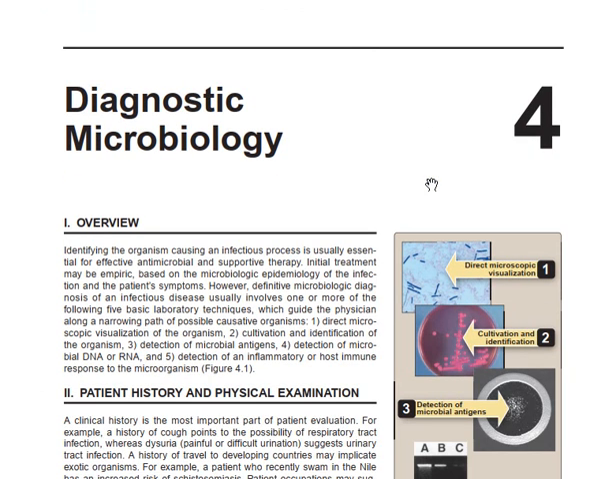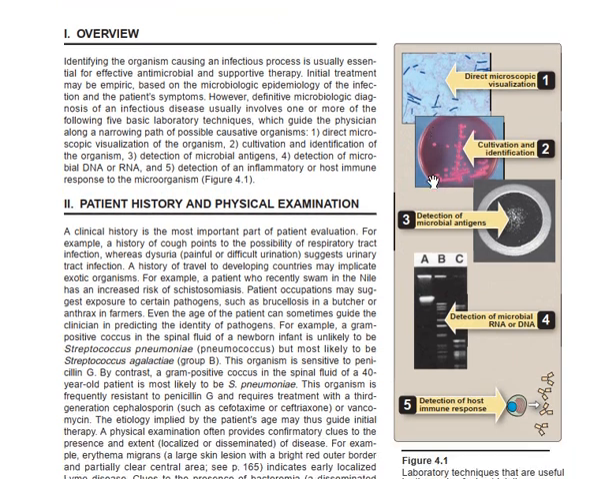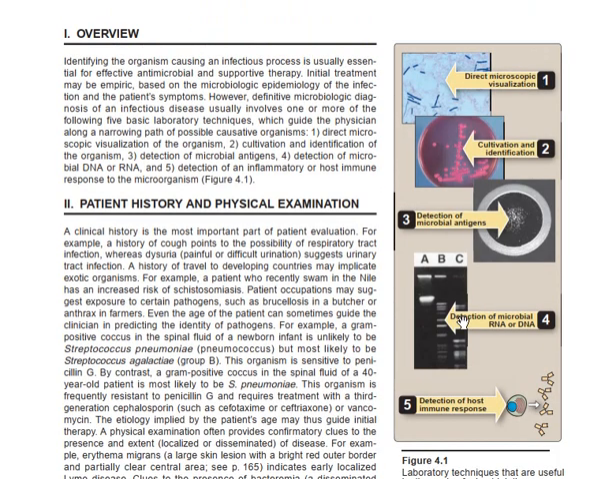So all that was visualized. Now the next thing is diagnostic microbiology, still in the introduction. So in the introduction, you need to know that there are different diagnoses you put out in microbiology. So these are the laboratory techniques that are useful in diagnosis of microbiology.